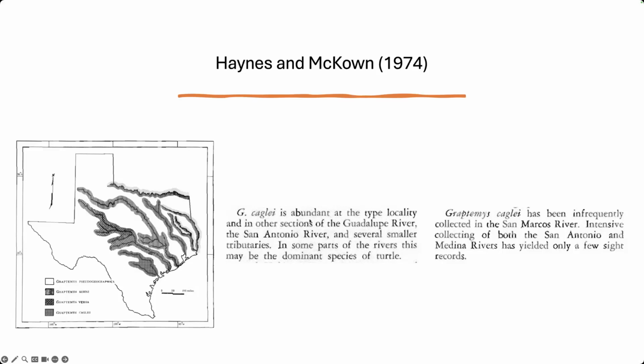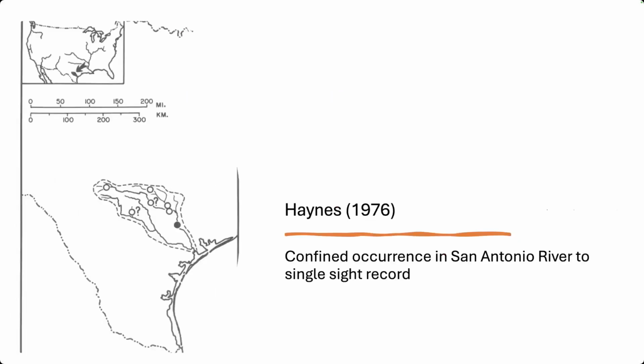it says Graptemys caglei is abundant at the type locality and in other sections of the Guadalupe River, the San Antonio River, and several smaller tributaries. And then in a later section of the paper, they said Graptemys caglei has been infrequently collected in the San Marcos River. Intensive collecting of both the San Antonio and Medina rivers has yielded only a few site records. So they made these two contradictory statements. On the one hand, said it was common in sections of the San Antonio River, and then only based on a few site records from the San Antonio River.